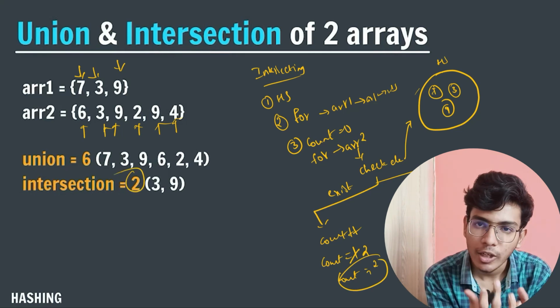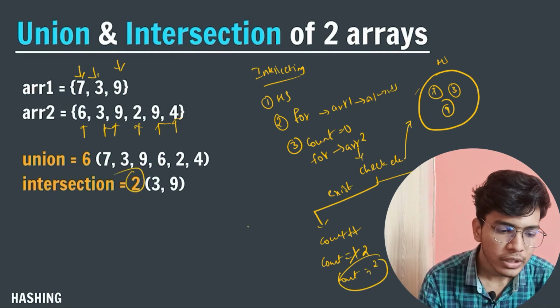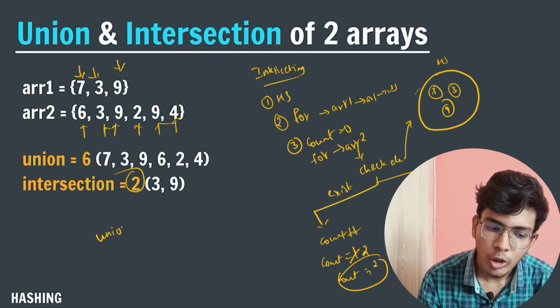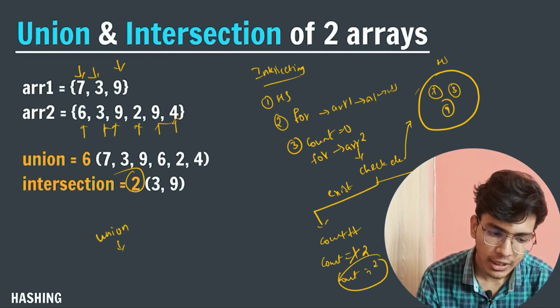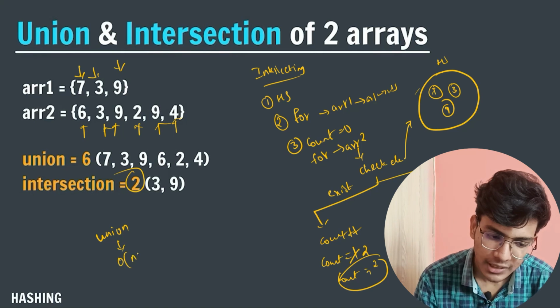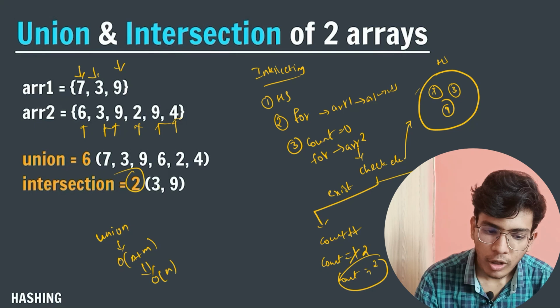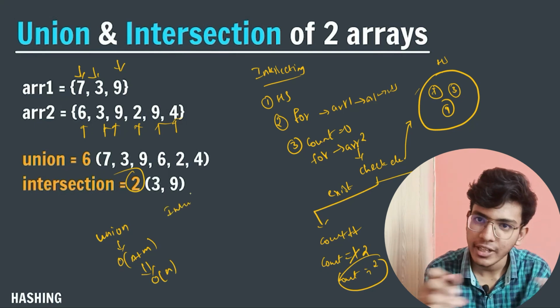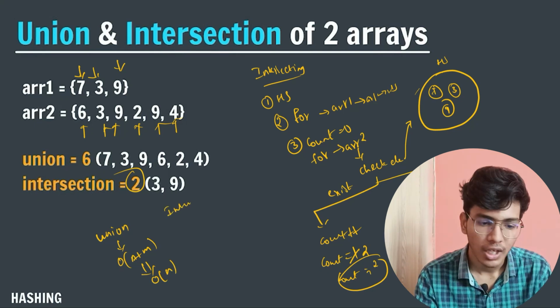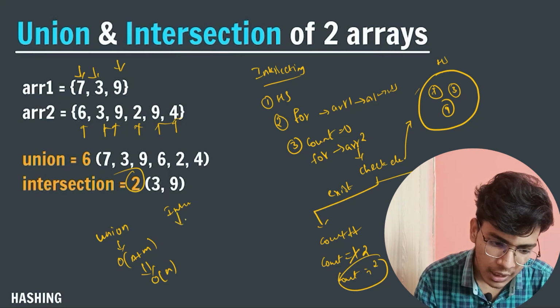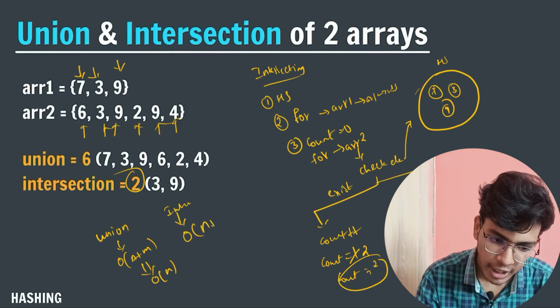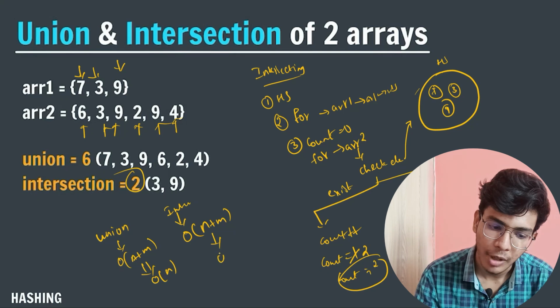Like this I will calculate the intersection. For union I am running 2 separate loops, so the time complexity will become O of n plus m, that is nothing but O of n. Okay, and for intersection also I am running 2 different loops, but these are not nested loops, so the time complexity will also be O of n plus m, and that will give me a linear time also, right?